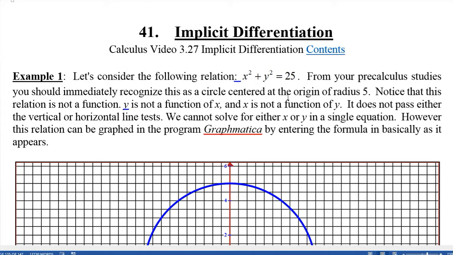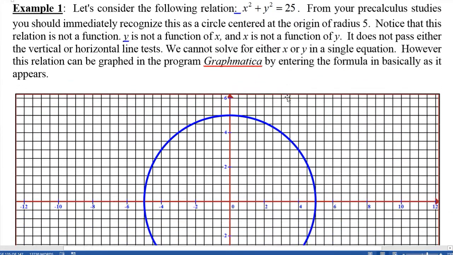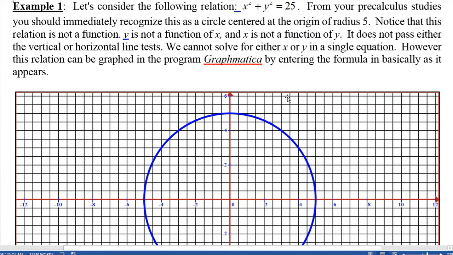Now, from your pre-calculus studies, you should immediately recognize this as the equation of a circle centered at the origin that has a radius 5. Notice that this is a relation in x and y. It's a set of ordered pairs. There are a set of ordered pairs that make this true. The shape of that actually is a circle. But it's not a function.